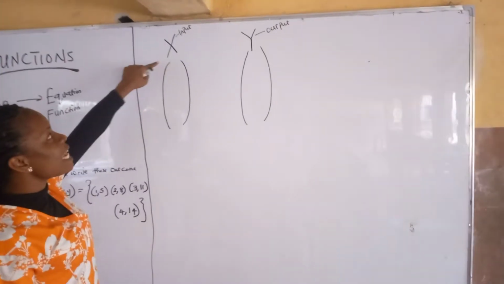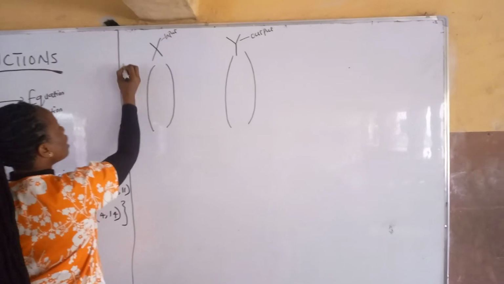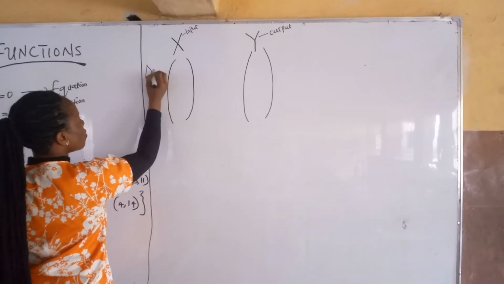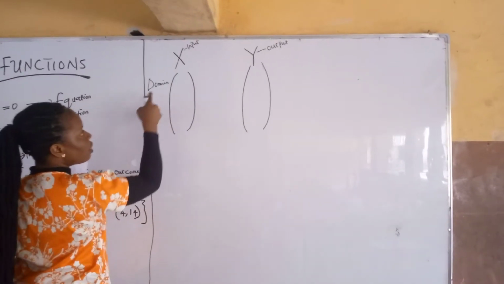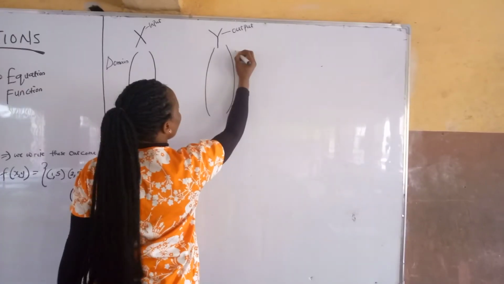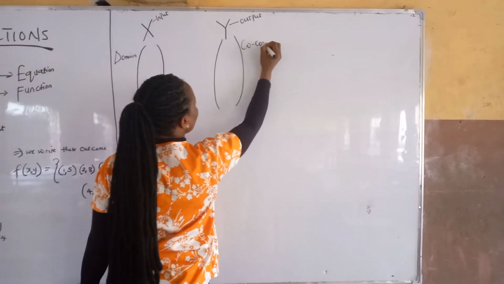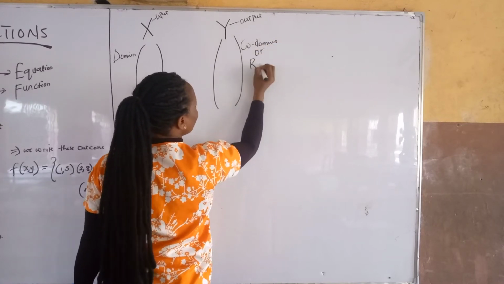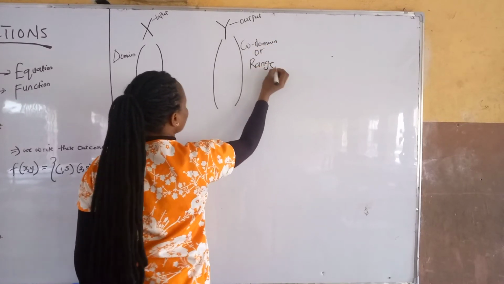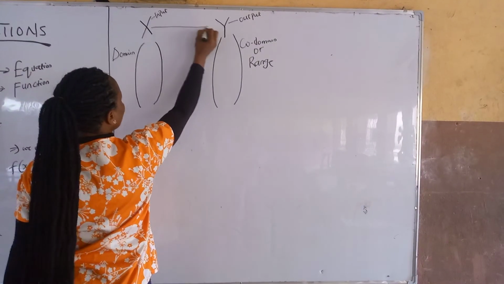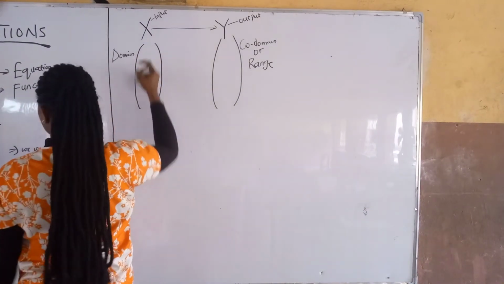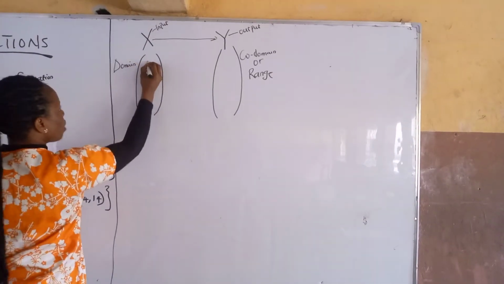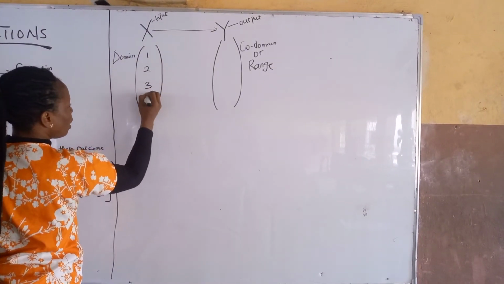Which can also be written as f of x. And this input is also called the domain. Please don't forget. And this is also called the codomain, or we call it the range. If this maps to this, and the elements here, remember the elements of x were 1, 2, 3, 4.